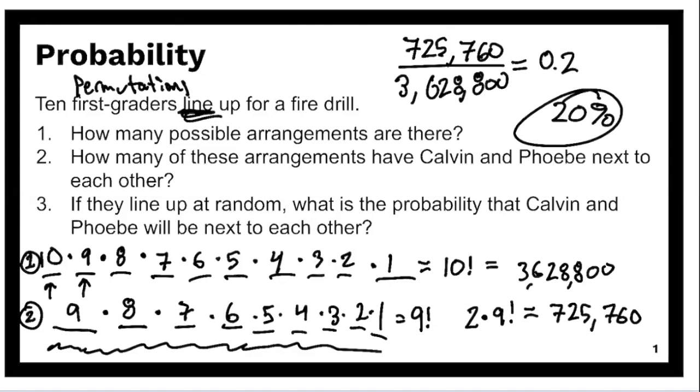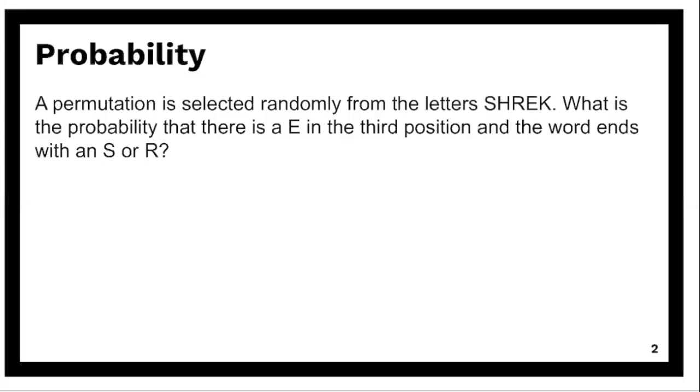Okay, so moving on, let's take a look at another practice problem. Here we're looking at the word Shrek. So we have 5 different letters or elements in this word, and we're trying to find the probability that there is an E in the 3rd position and that the word ends with an S or an R. So we want to go through kind of the same set of steps that we did in our first problem. First, we want to find out the total number of ways to arrange these 5 letters.